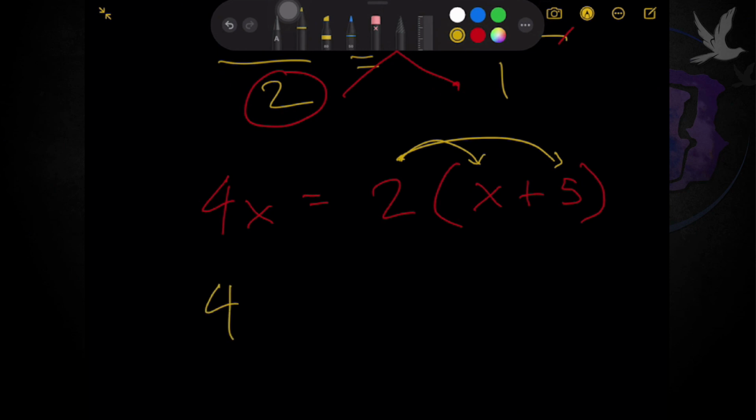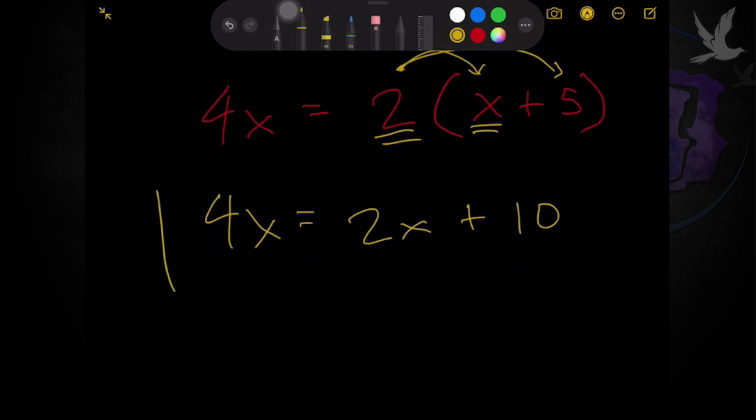You now have 4x. Teacher Mark, it's confusing. Wait lang, makinig muna. Before you talk, listen and try to understand muna. Okay, so one by one, you have 2 times x will give you 2x. Then next, you have 2 times 5, which will give you 10. Okay, so yan na yan. This is now your equation.